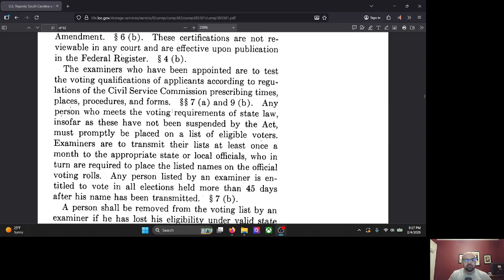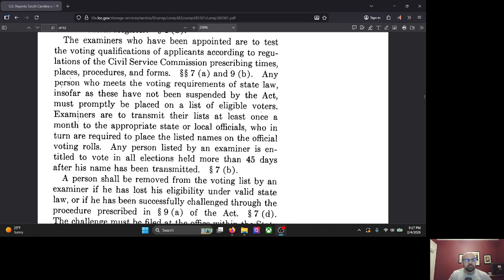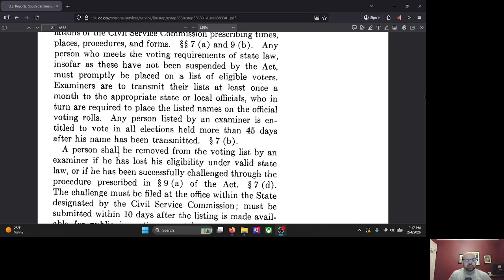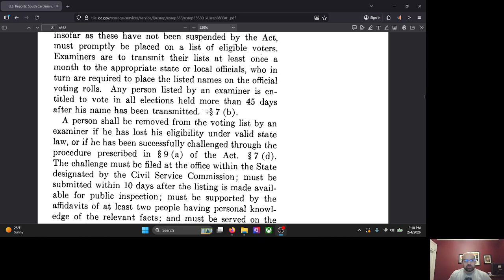Any person who meets the voting requirements of state law, insofar as these have not been suspended by the Act, must promptly be placed on a list of eligible voters. Examiners are to transmit their lists at least once a month to the appropriate state or local officials, who in turn are required to place the listed names on the official voting rolls. Any person listed by an examiner is entitled to vote in all elections held more than 45 days after his name has been transmitted, subsection 7b.